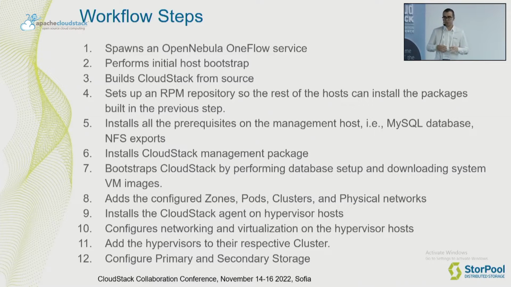Some of the decisions that we made are quick and dirty work. They're not perfect, and they are subject to being refined, to having more abstractions, so that people are free to work and to reuse this in the best way they see fit. We have targeted as a start the Red Hat family. So this is CentOS, Alma Linux, Rocky Linux, RHEL, etc. It sets up an RPM repository where it places the RPMs that got built from the CloudStack source. It then installs all the prerequisites on the management host, that is the MySQL database and NFS exports. It then installs, of course, the CloudStack management package.